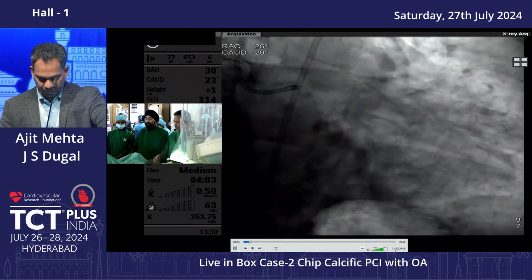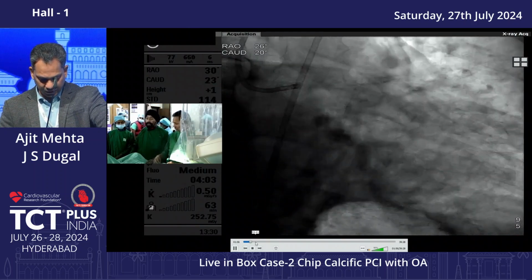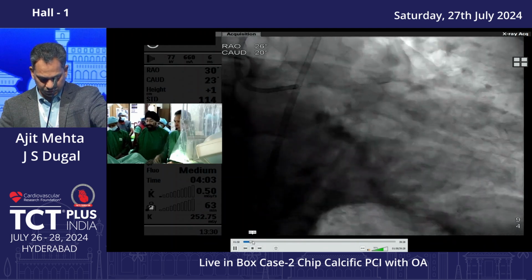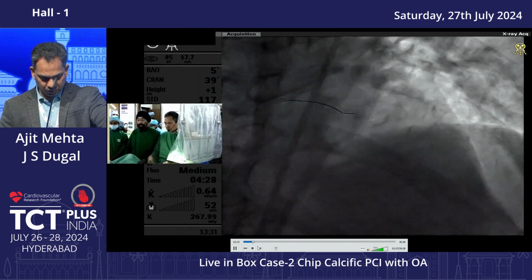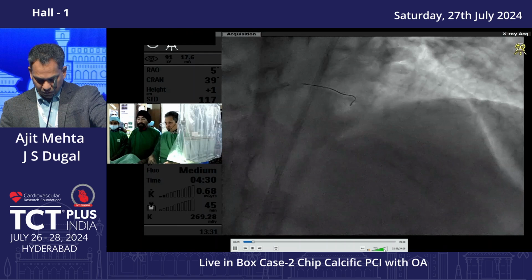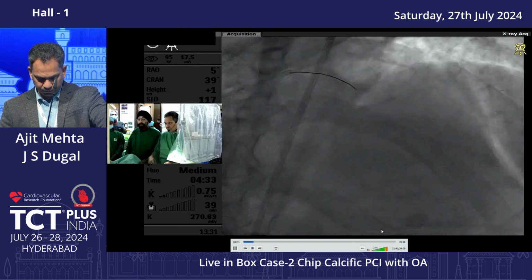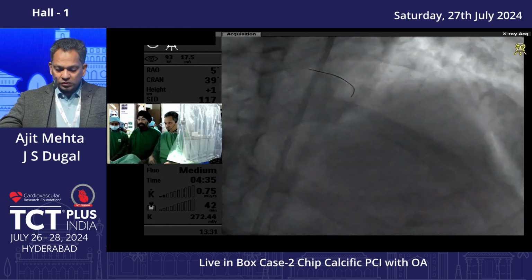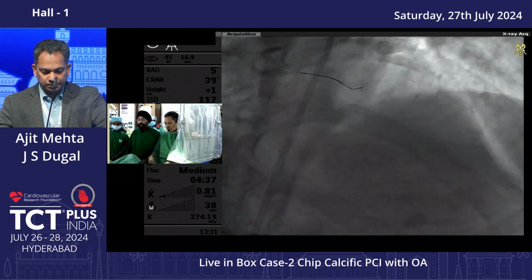Before we do calcium modification in the LAD, we go for pre-procedural imaging so that we can understand the calcium anatomy. How dense is the calcification? You can see it in this. There is a trifurcation distally, so the wire is trying to enter the septal.